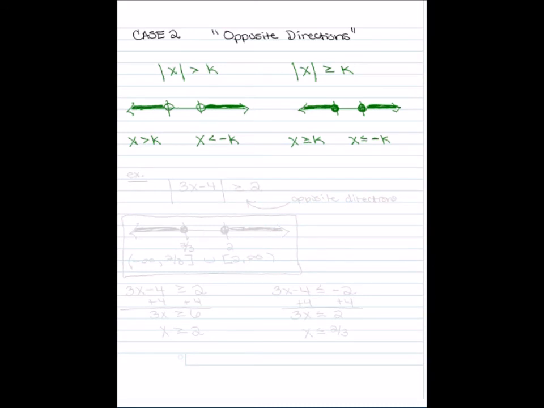Again, this is all the generic form, so let's see this with numbers so you can understand what I mean. So let's say I have the example absolute value of 3x minus 4.